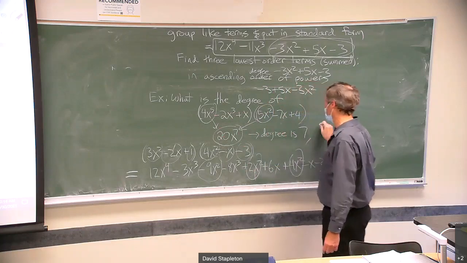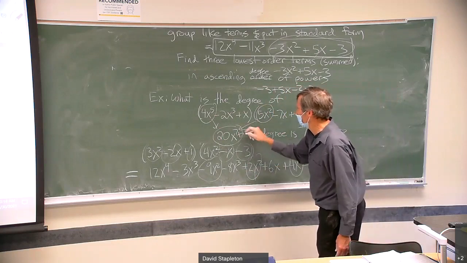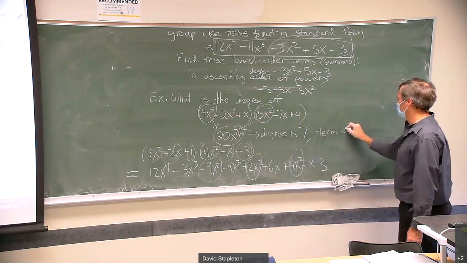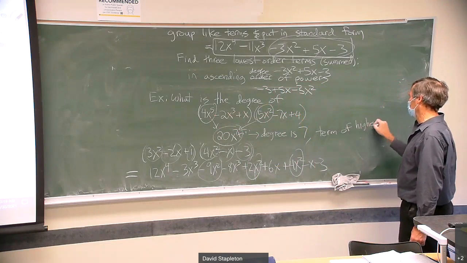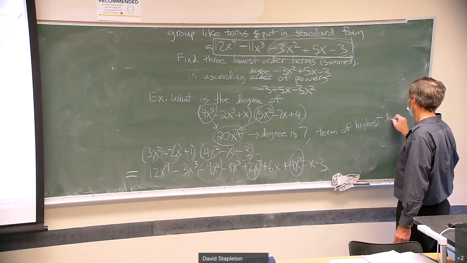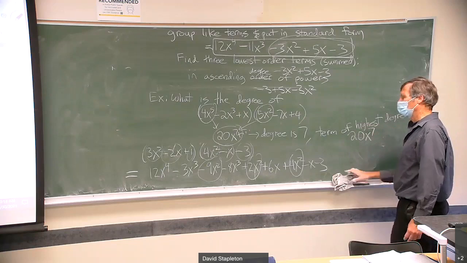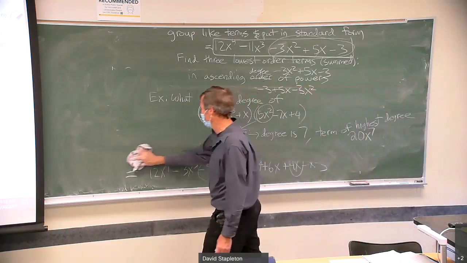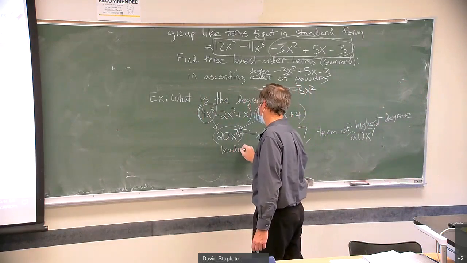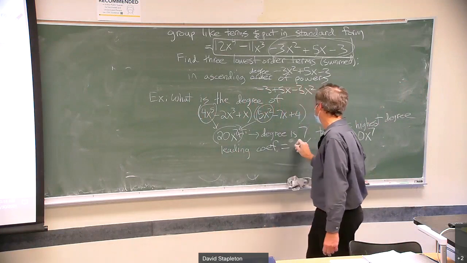And the term of highest degree, so it's going to be this plus dot, dot, dot when I multiply all the other things out. I just take the highest power in each one. The term of highest degree is the thing that's added with that highest power. It's 20x to the 7th. And what's the coefficient of the term of highest degree? The leading coefficient, we call it, it's 20.